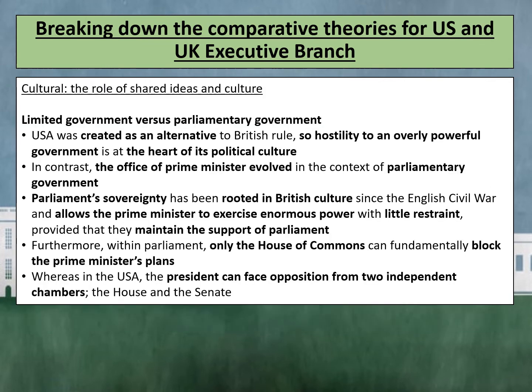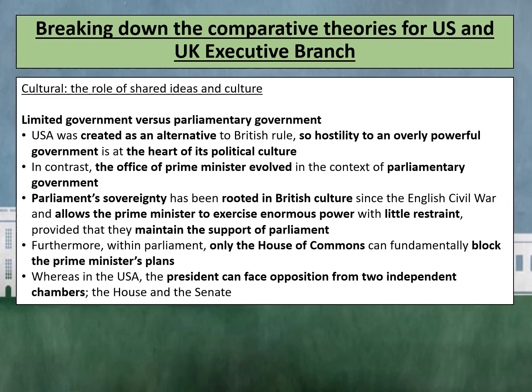We can also look at cultural theory when looking at limited government versus parliamentary government. The US was created as an alternative to British rule, so hostility to an overly powerful government is at the heart of its political culture. In contrast, the office of the Prime Minister has evolved in the context of parliamentary government. Parliament's sovereignty has been rooted in British culture since the English Civil War and allows the Prime Minister to exercise enormous power with little restraint, provided that they maintain the support of Parliament.